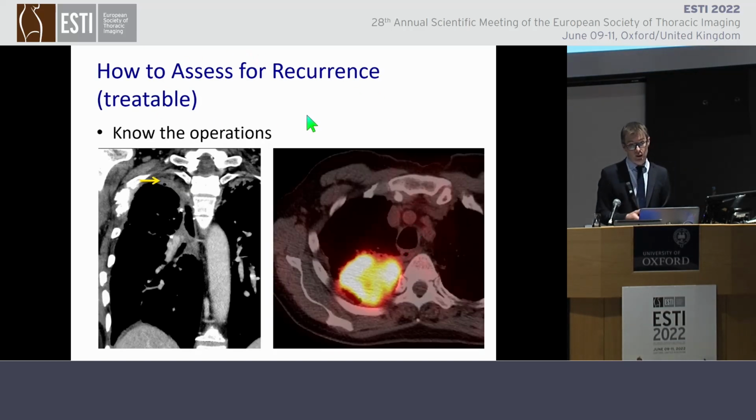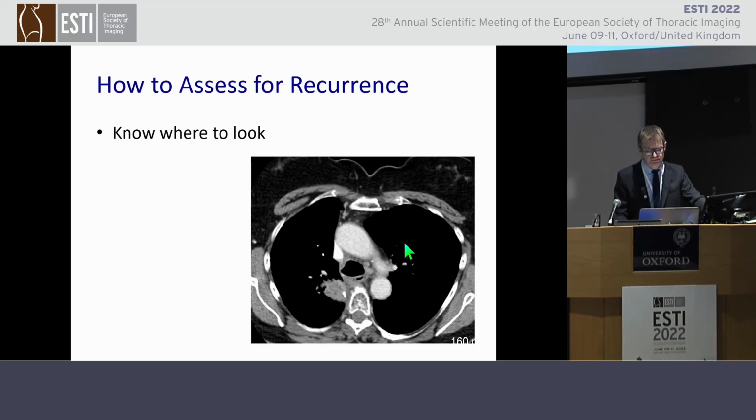When you're trying to identify recurrence, it's very important to know what type of operations patients have had. This is a patient referred to us a couple of weeks ago at our MDT who was 2 years post-operatively, and it was reported that they suspected the patient had recurrence in the lung apex. Now, they didn't have the baseline imaging, and actually he'd had quite significant soft tissue thickening in the lung apex all along. The patient originally had a Pancoast tumor with neoadjuvant downstaging. So thickening in the apex is expected in these patients post-operatively.